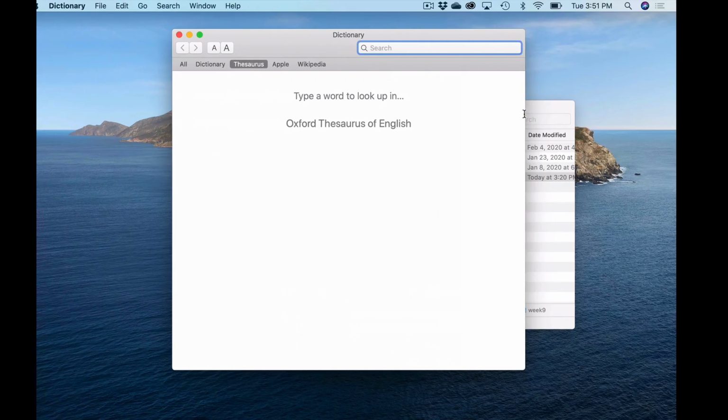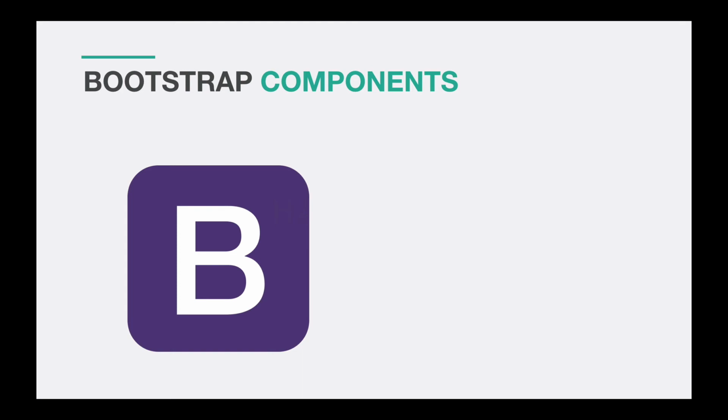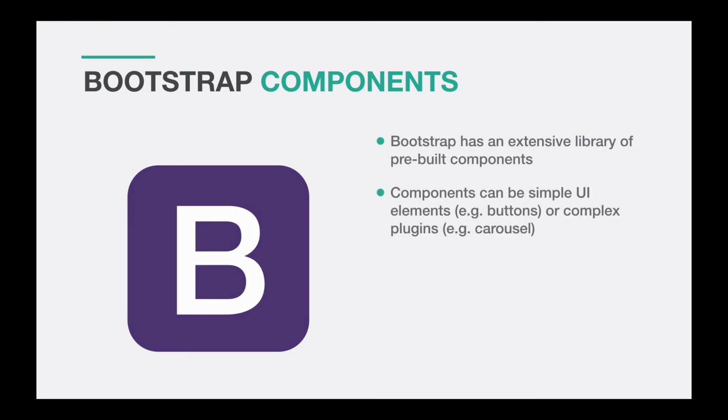All right, so we got a couple more interesting things to cover, and then we'll wrap up here. The last part we want to cover is the components. I said that Bootstrap has an extensive component library. We're just going to cover a few of the components today. These are extensive pre-built components we can utilize. These components include UI elements like buttons and complex plugins like the carousel, right? Where we can have this running carousel that will allow you to cycle through images.